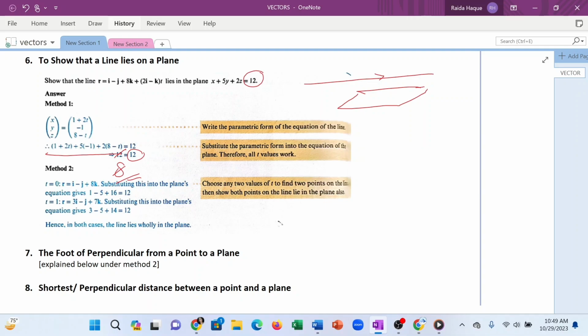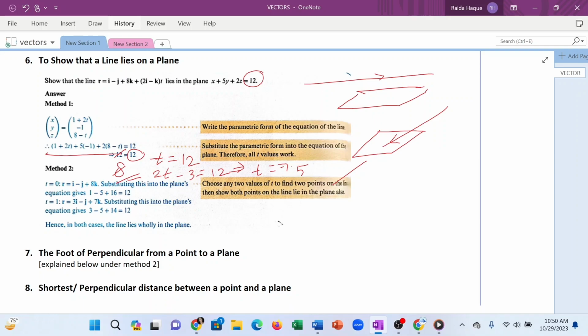Okay? If you see that the t variable does not cancel out, and you find something like 2t minus 3 equals 12, from where you can simplify and find a value of t, which in this case will be 7.5, what would that mean? It would mean that if this is the plane, then the line is intersecting the plane. Okay, so those are all the variations of it.